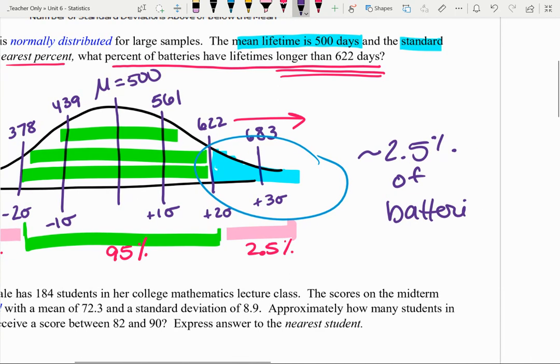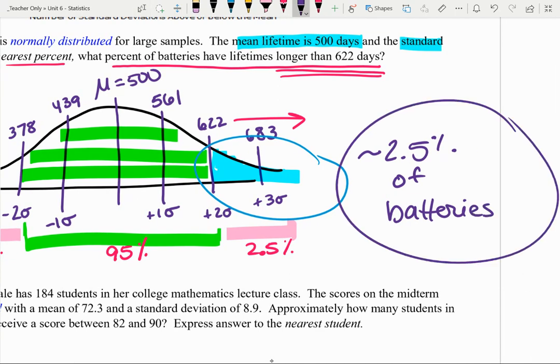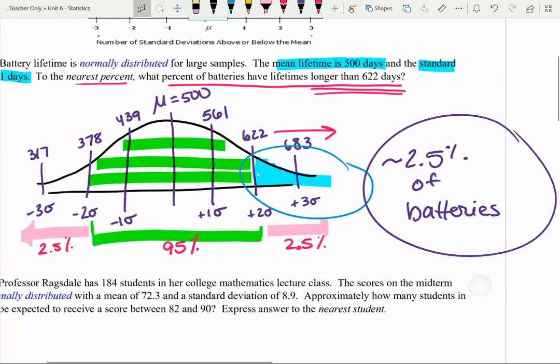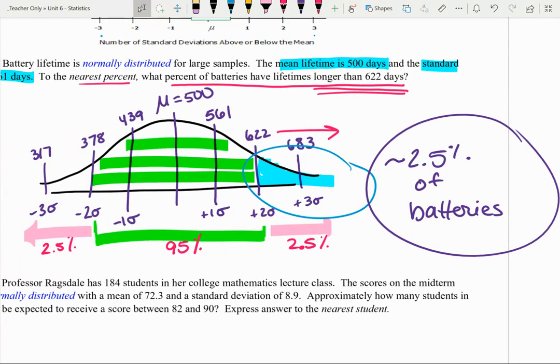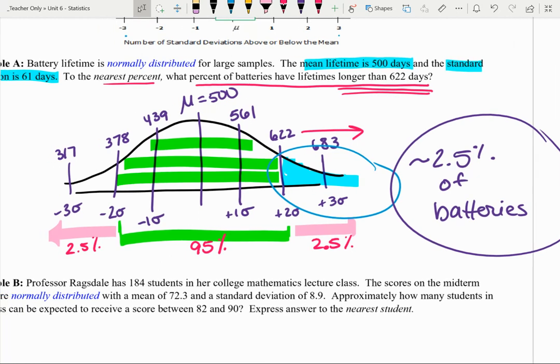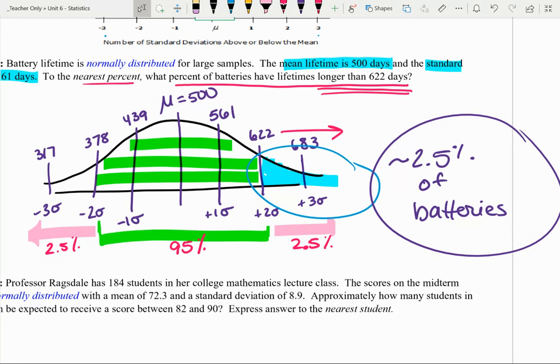Now, even though the empirical rule seems pretty finite, it's still an approximation of an outcome here. These are based on samples. We're not testing every single battery that ever was made. So approximately 2.5% of batteries.